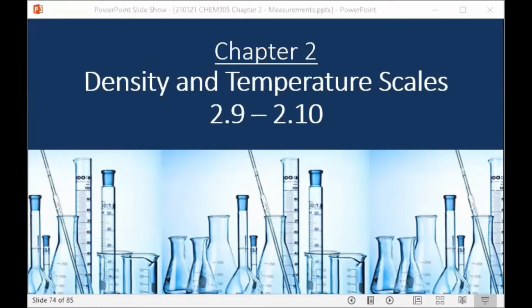Hey everybody, welcome back. We're going to wrap up chapter 2 with talking about density and the temperature scales, which corresponds to sections 2.9 through 2.10.